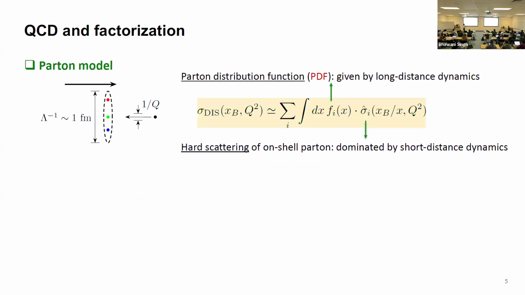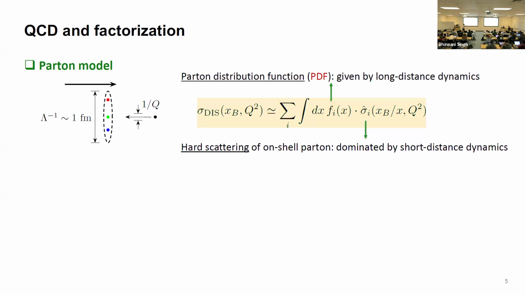But back to the parton model, what Feynman wrote down is that the total cross-section of the DIS can be written as the convolution of two factors. The first factor is the distribution functions of the partons. And then the second factor is the cross-section of these massless on-shell partons with the electron. And the first factor, or we call it parton distribution function, or PDF, is given by the long-distance dynamics. And the second part collects all the hard interactions. So this parton model was greatly successful at that time.